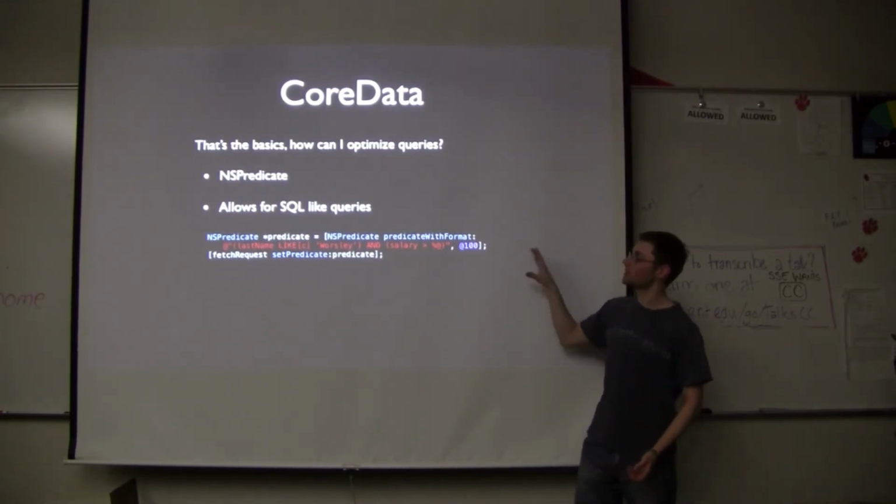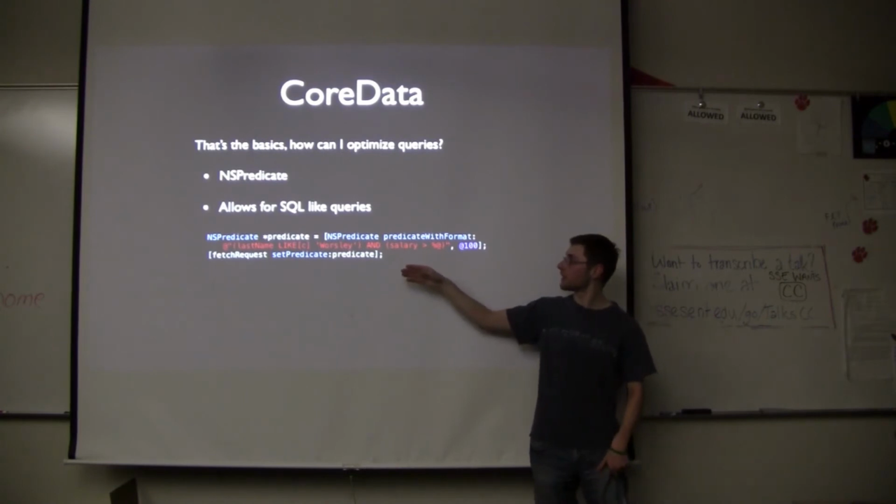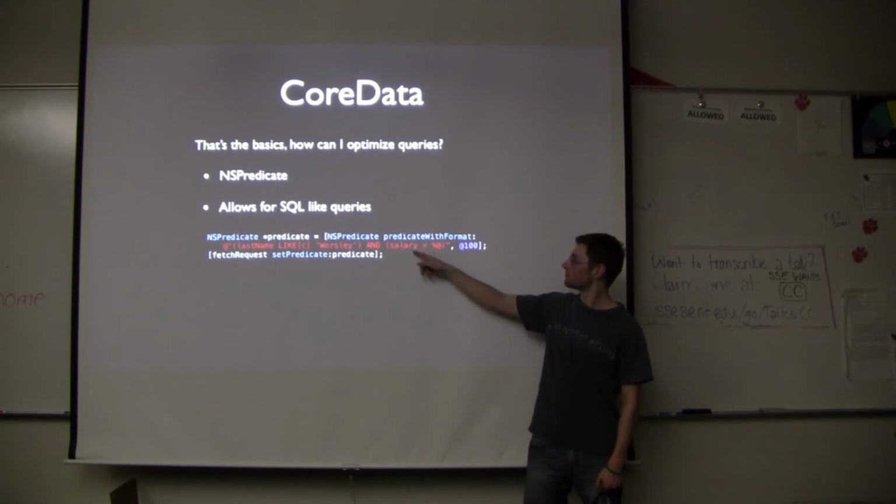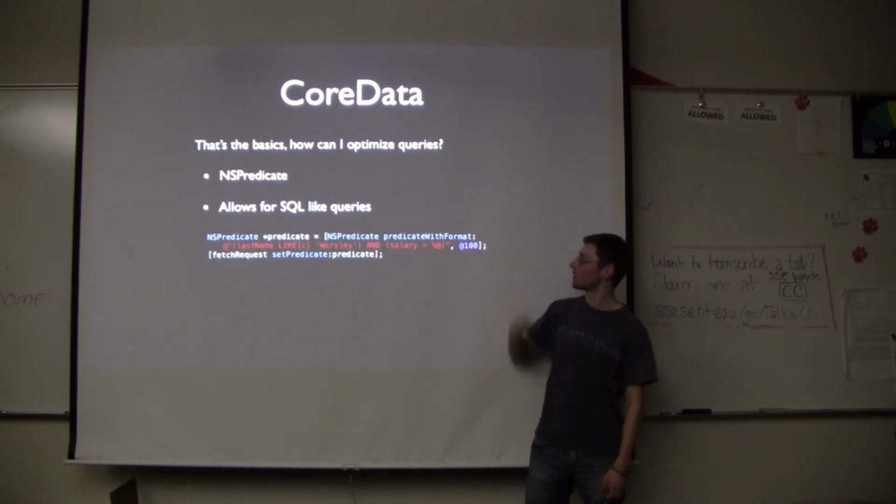There are more ways to query other than just using this object. But this here is just checking for something, any salary that is greater than 100.